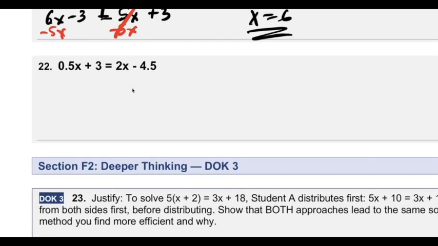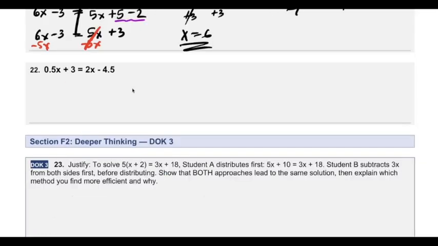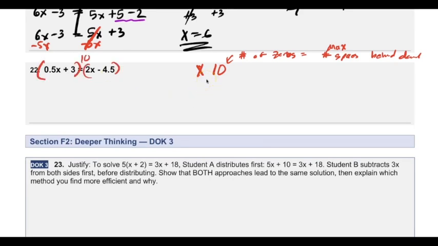Next one's all decimals. So let's do a little trick. If you don't want to do decimals in an equation like this, what we're going to do is count how many spaces behind the decimal we have, the most we have. In this case, we have 1. In this case, we have only 1 also. So that's how many zeros we're going to have. We're going to multiply by 10. The number of zeros equals the max number of spaces behind the decimal. So right here, we have 1 space behind the decimal, 1 space behind the decimal. So we're just going to multiply by 10. So multiply everything by 10.